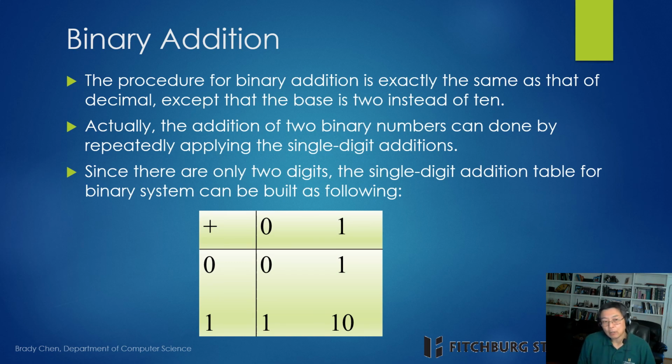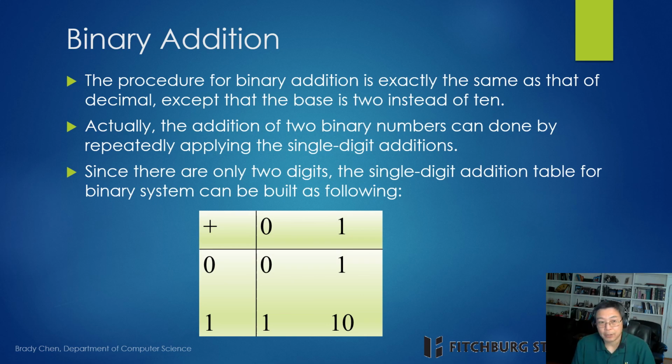So we now know that every binary number can be converted into a decimal value, and also every decimal value can be converted into the binary representation. Now this conversion is 1-to-1.